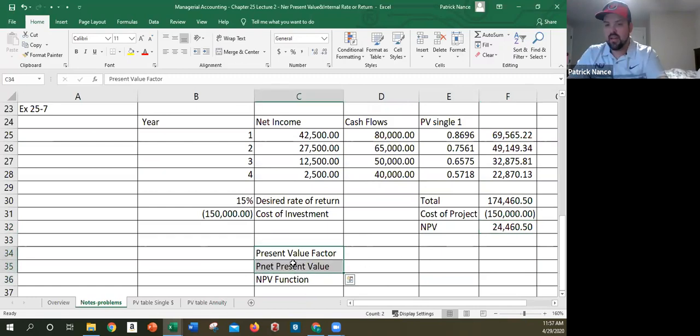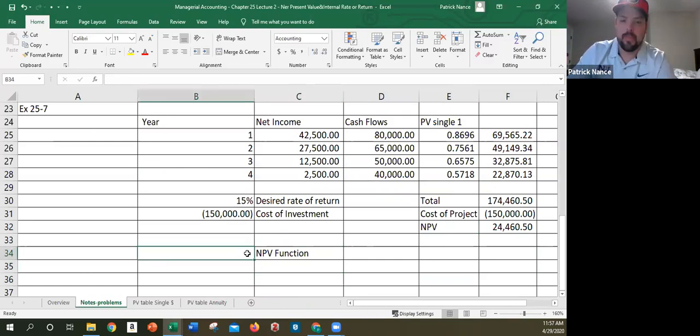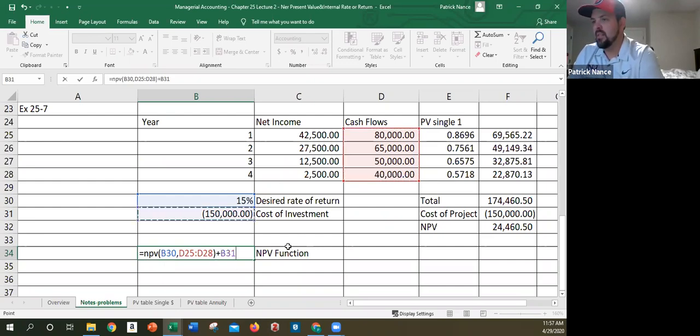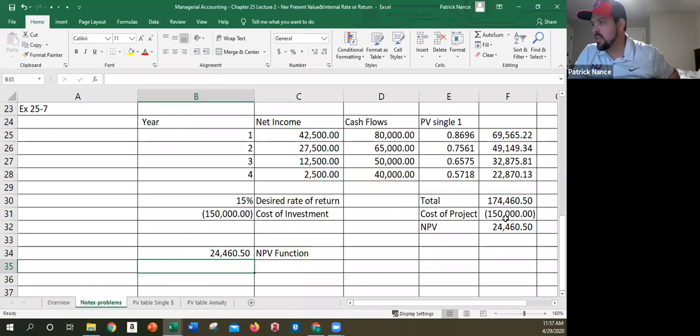Now, why I have these down here, but the net present value function, if you want to use the function instead, equals NPV rate, 15%. Cash flows right here. And then remember, I need to add back in the cost of the project, and it came out to exactly the same number because I didn't round any of my factors on my table. It will come out minimally different if you use the tables from the book because they are rounded.